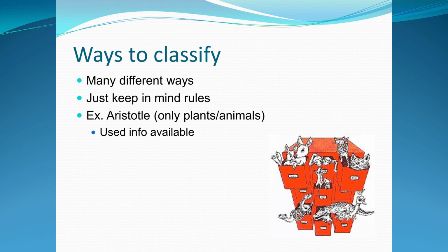So again, keep in mind that there are lots of different ways to classify. Aristotle lived a long time ago and thought there were only plants and animals based on what he could observe. Now we know that there are more kingdoms than that, the 6 kingdoms that we will be getting into for our next unit. So lots of different ways to classify.